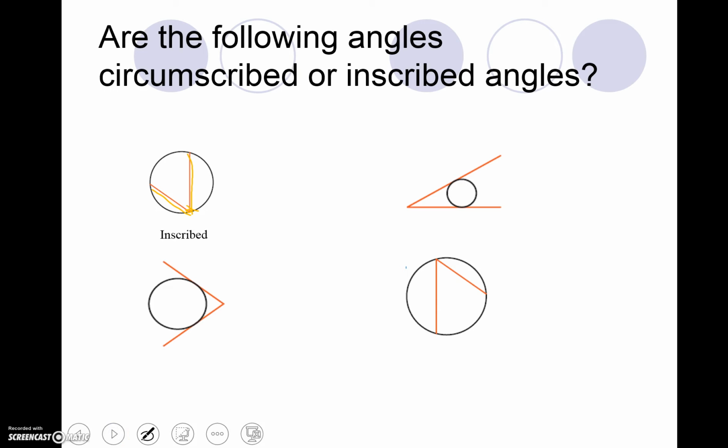So looking at the next one, we have two that are on the outside of the circle, and the angle is found on the outside of it. So therefore we have circumscribed. So you see how that angle is on the outside of the circle and the two pieces connecting to it are on the outside. So looking at the other two, the same is going to follow. These are outside, the angle is on the outside, so that is also circumscribed, while this is on the inside.